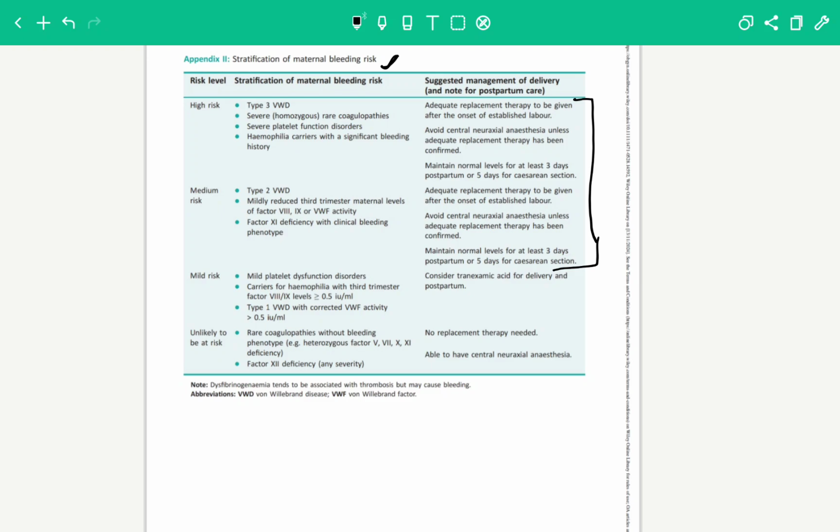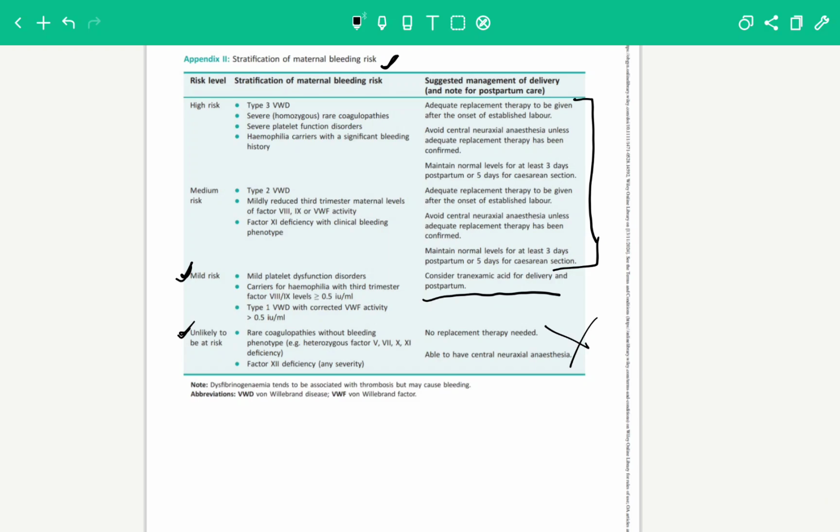because the mild risk patients, this category only requires tranexamic acid for delivery and postpartum. So we have to just give tranexamic acid in this category of patient, and that is going to serve the purpose. For patients who are unlikely to be at risk, we do not need to give anything. There is no restriction per se for this category of patient.